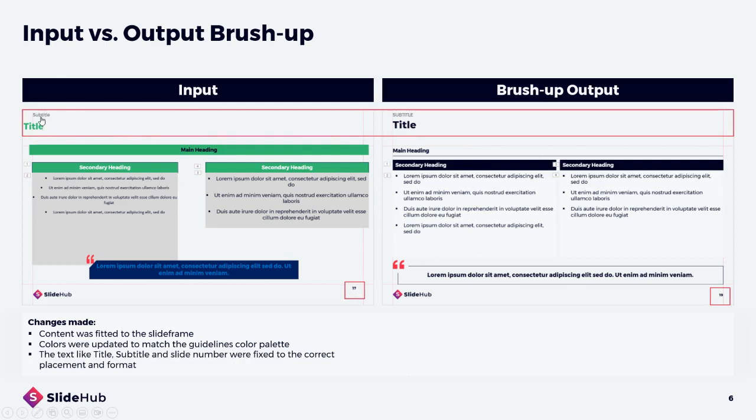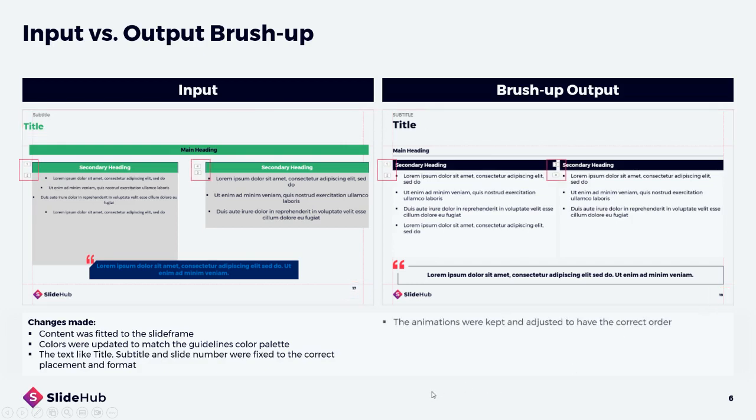So you can see here the title and subtitle were off, now they're correct, and also the page number was incorrect and now it's fully correct. Then the animations were kept and adjusted to have the correct order. So you can see here in the input it's 1, 2, 4, 3, and now it's 1, 2, 3, 4 based on the order of the content.